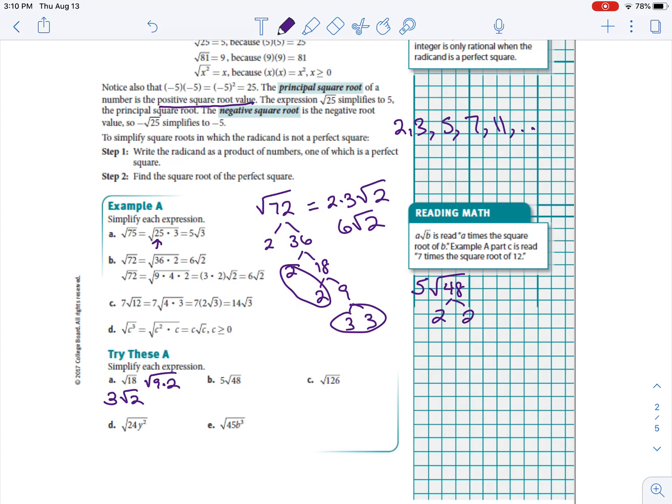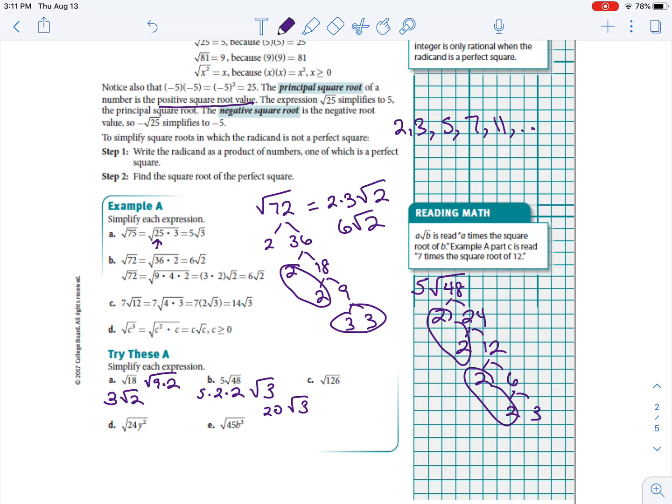So I'm going to do primes. So I'm going to go 2 times 24 and 2 times 12. I'll do 2 times 6 and finally 2 times 3. So it's all broken down. Now I circle the pairs, 2 and 2. So we actually have 2 pairs of 2s, so those each have to come out. So we're going to have a 5 that's already out there. So 5 times 2 times the other 2 that comes out, and a 3 left inside. And so when we multiply on the front, we'll have 5 times 2, which is 10, times 2, which is 20. So 20 times the square root of 3.